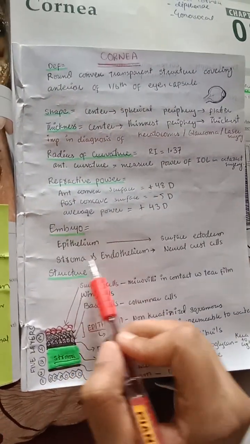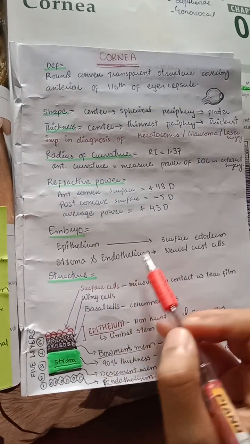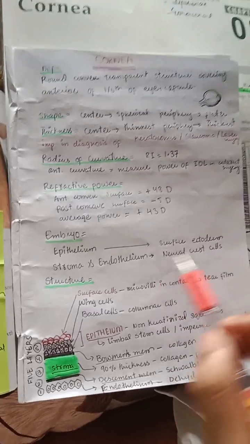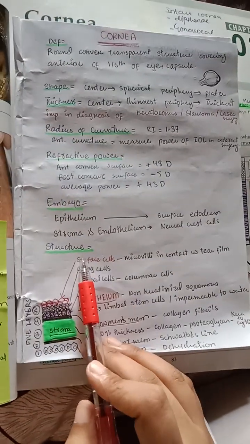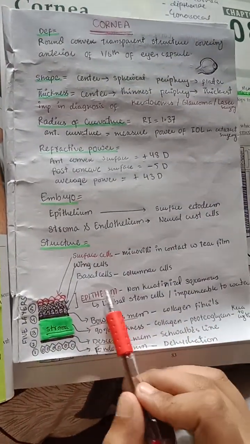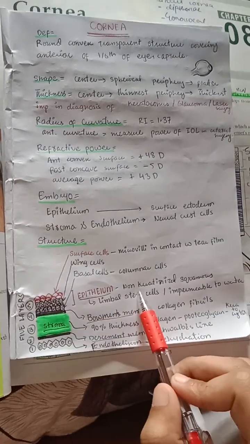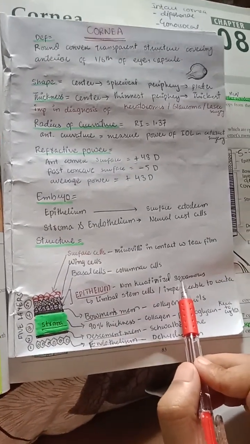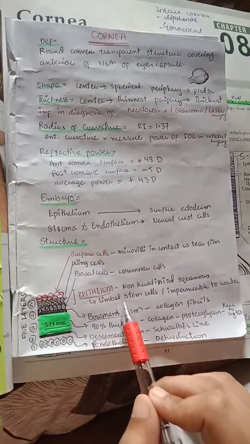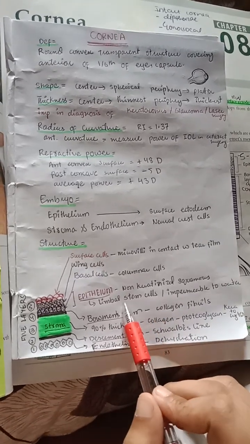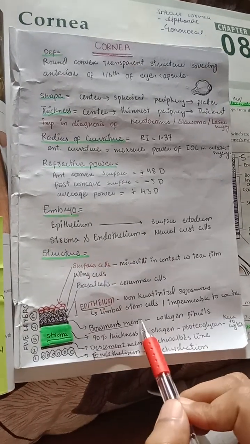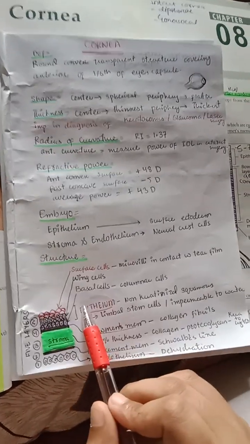Embryologically, the epithelium, stroma and endothelium are made from surface ectoderm and neural crest cells. Talking about the structure of the cornea, there are 5 layers. First of all, there is the epithelium. The epithelium is non-keratinized squamous epithelium, and it is differentiated from the limbal stem cells. These limbal stem cells divide into two daughter cells: one the limbal stem cell, and the other the epithelial cell.